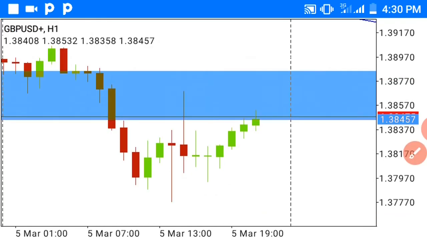Remember, don't just enter the market until you see the signs or the signal.